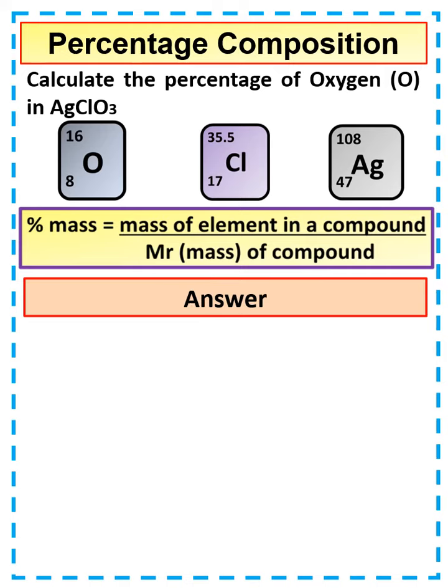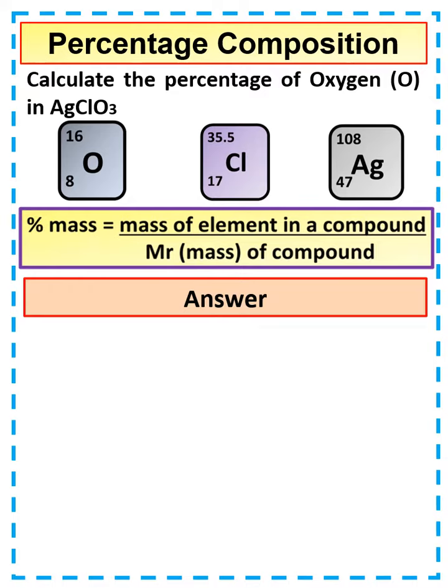So in this question, we're just going to look at calculating the percentage of oxygen in this compound here. Below it, it's given us the formula masses or the atomic masses of those different elements. Remember that the equation we need to use is the percentage mass is equal to the mass of the compound or the element in the compound divided by the total mass of the compound.